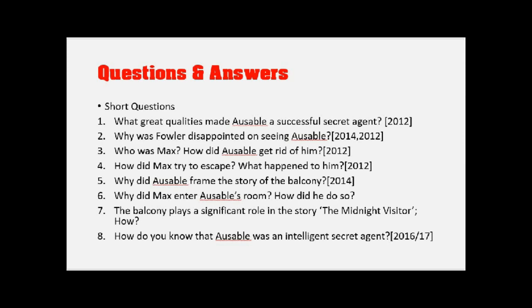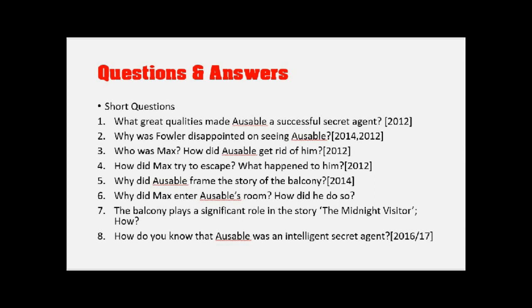Who was Max? How did Ausable get rid of him? Now Max, as we also already know, was also a secret agent, and he had come to rob those papers from Ausable. But Ausable cooks up a story which is very comic at the end of the day, and he makes him jump out of the balcony, and he ultimately dies.